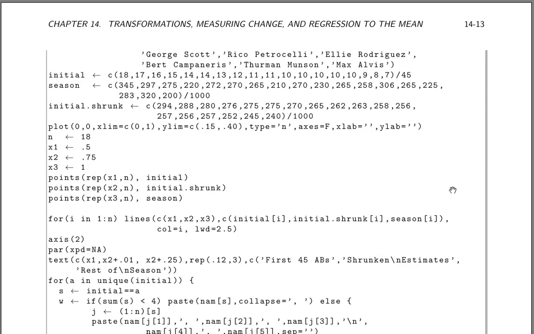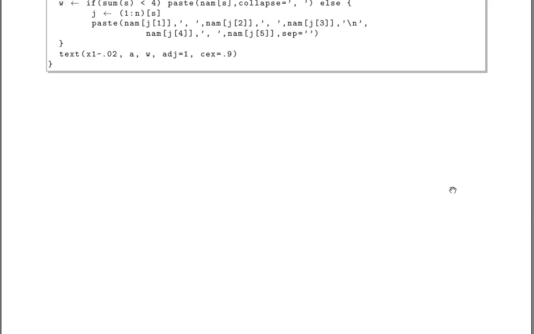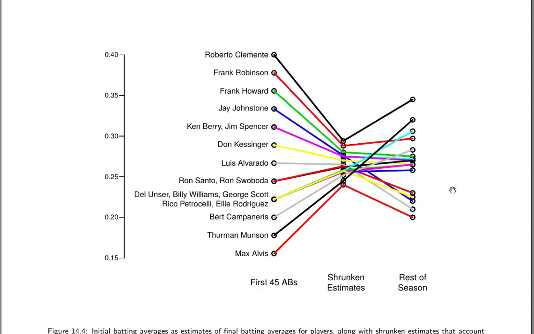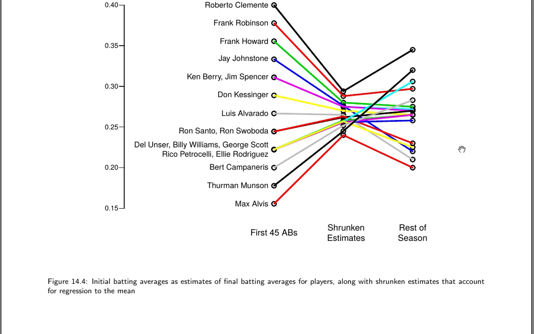So let's move to the graph of the raw data and the estimates made from it. This is a spectrum of players. You see the great one, Roberto Clemente, who early in the season was batting .400, so getting two hits in every five times at bat, and another great player, Frank Robinson, and another great player, Frank Howard. They were all batting very high. And then you had players batting very low. Max Alvis was batting just above .150.